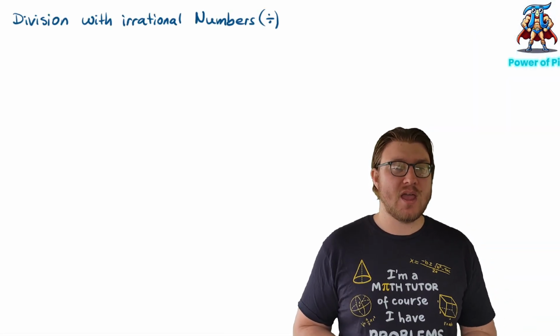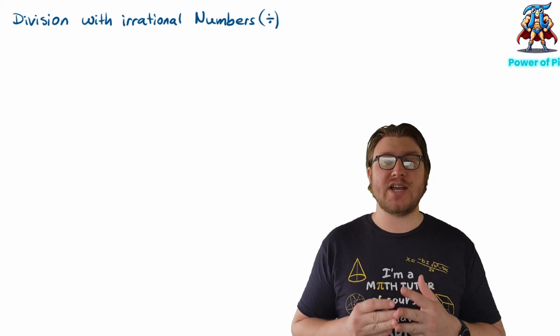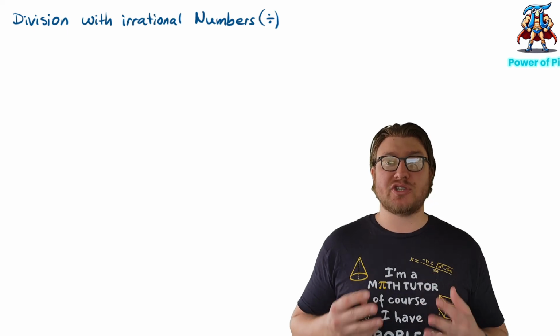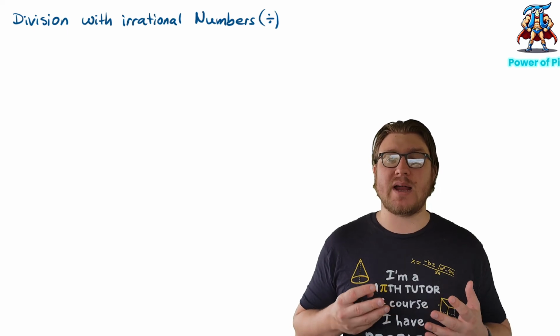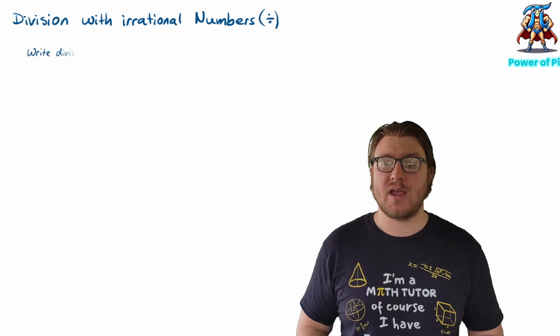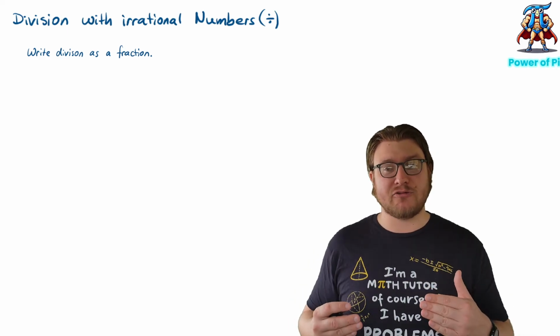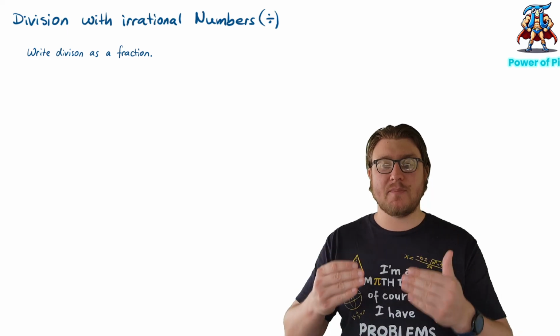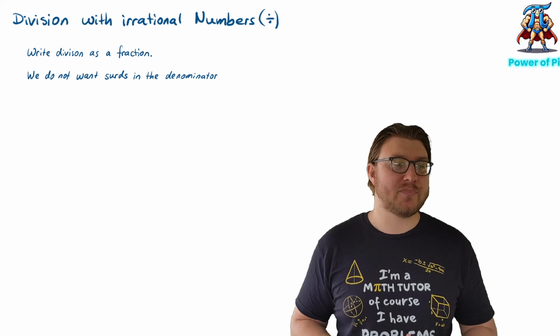So last time we did addition, subtraction, and multiplication with irrational numbers. So today we're going to talk about division. How do we divide by these irrational numbers? So first of all, division means we can write it as a fraction where we have the first number divided by the second, so it becomes a fraction.